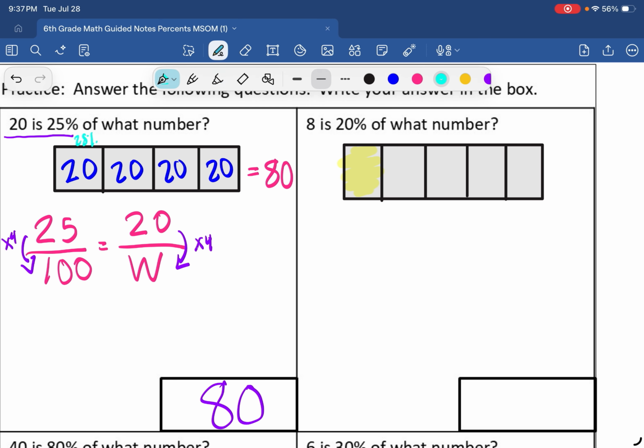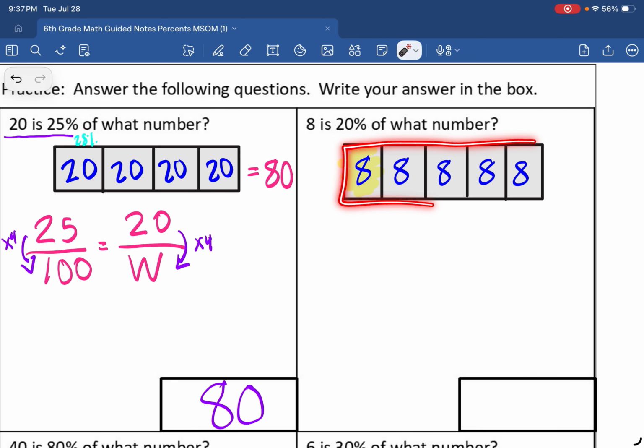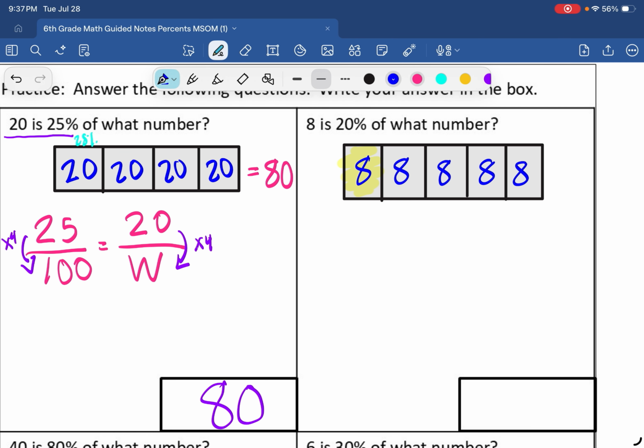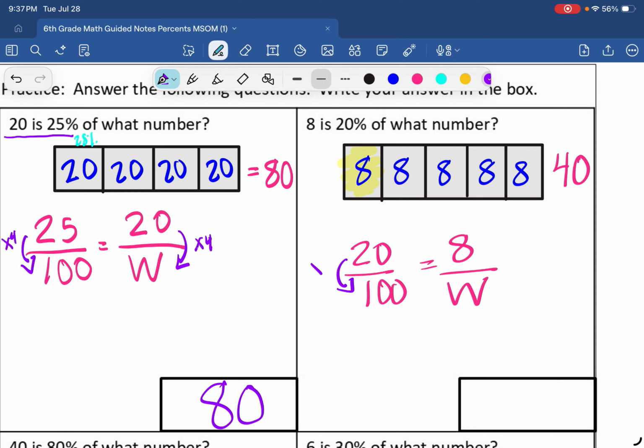Now it tells me that 8 is 20%. So that means all of these sections will be 8 and my whole will be 8 times 5, which is 40. Now setting up equivalent ratios, my percent is 20% and 8 is my part. So that will go on the numerator. I don't know my whole. Looking for multiplicative factors, I notice that 20 times 5 is 100, so 8 times 5 is 40.